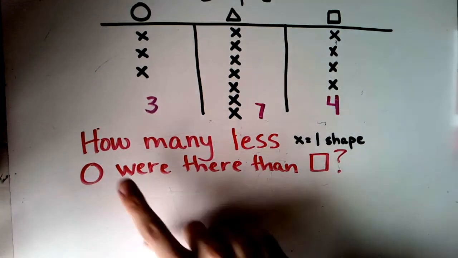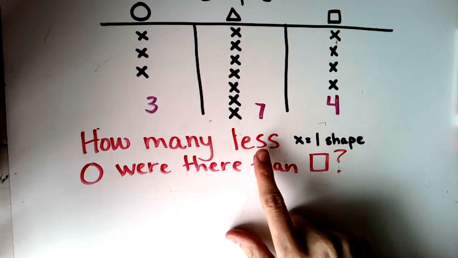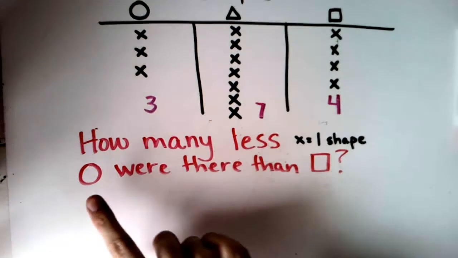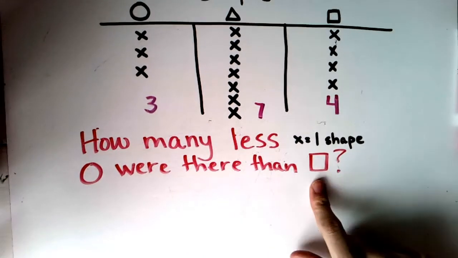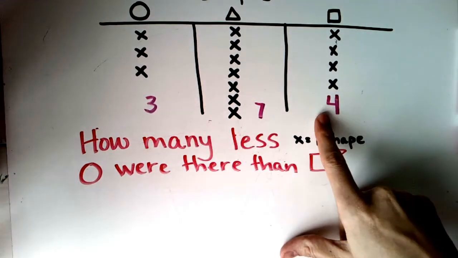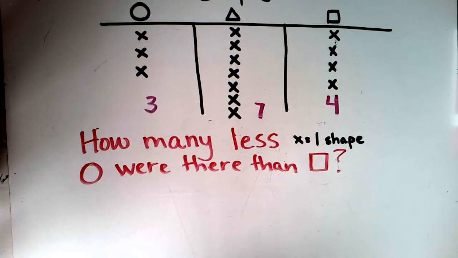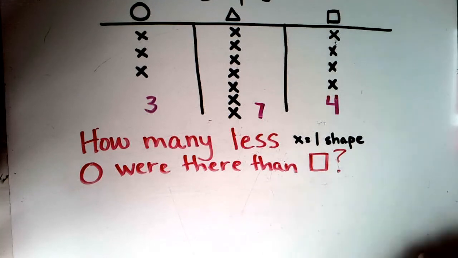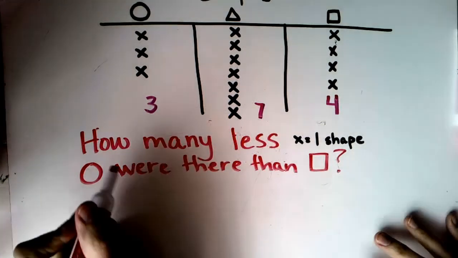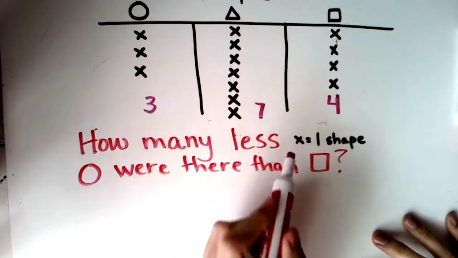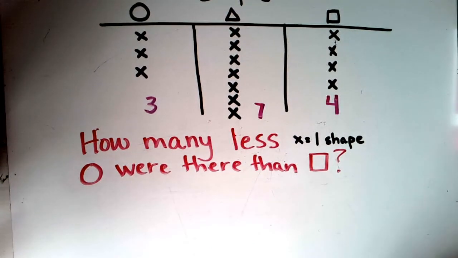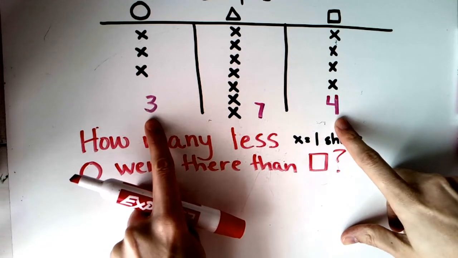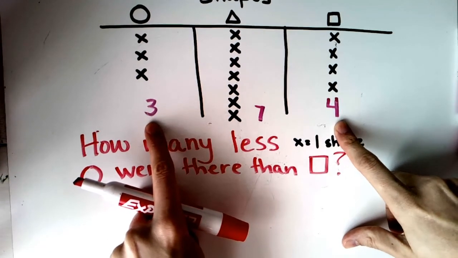So last time we had how many more, because there were more triangles than squares. This time it's how many less circles were there than squares. So we know circles are less than squares, but by how much? We have the numbers 3 and 4. What is the difference between those two numbers? Now when we hear how many less or how many more, doesn't matter, we can still use subtraction to help us.